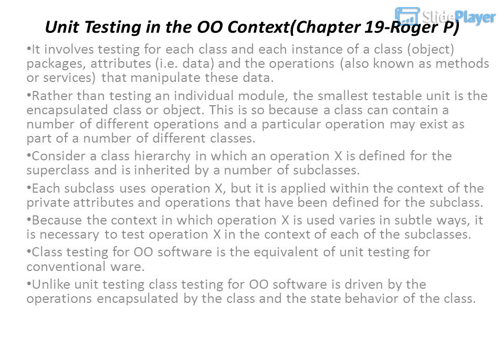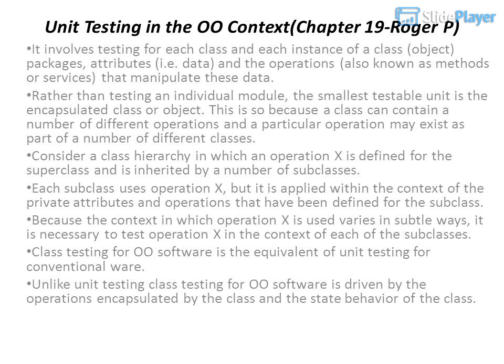Unit Testing in the OO Context. Chapter 19, Roger P. It involves testing for each class and each instance of a class, object, packages, attributes, i.e. data, and the operations, also known as methods or services, that manipulate these data. Rather than testing an individual module, the smallest testable unit is the encapsulated class or object.